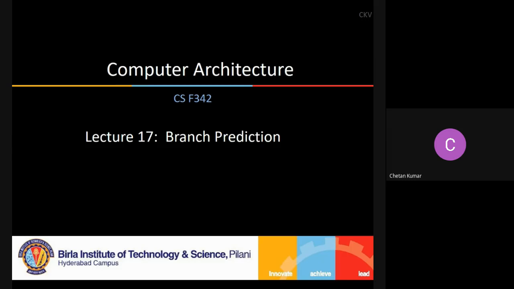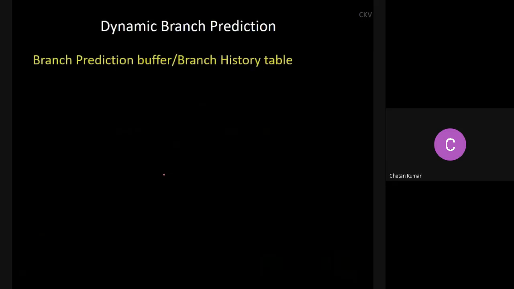What do you mean by static branch prediction? It's like you always do a fixed prediction. You either predict that the branch will always be taken, or you predict that the branch will always not be taken. You're fixing the prediction, and you'll always be predicting only one thing, constantly predicting the same thing. Okay, that is static prediction.